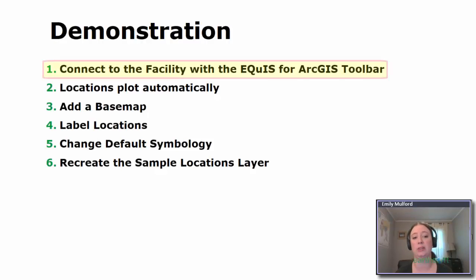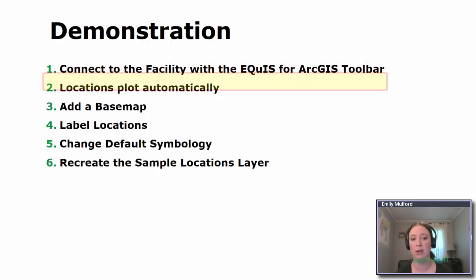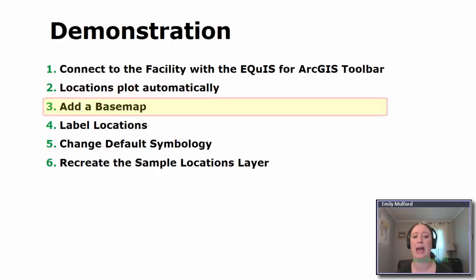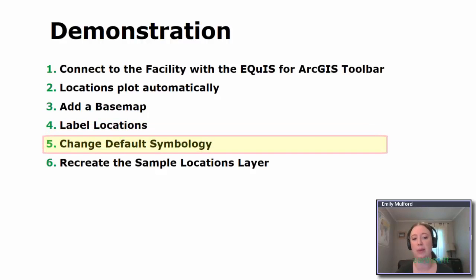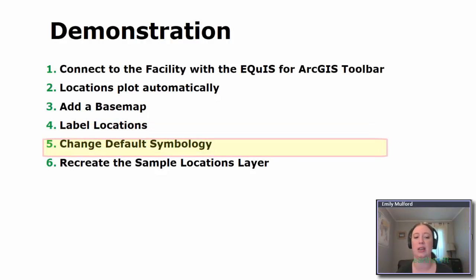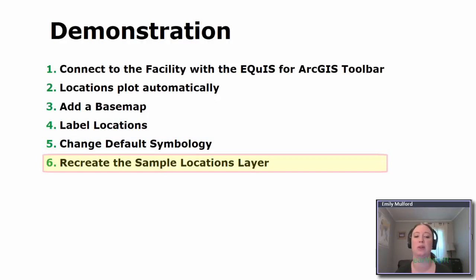So we're going to connect to an EQuIS facility with the EQuIS for ArcGIS toolbar in ArcMap. You'll see that our locations essentially plot automatically when we do that. And then we're going to go through and add a base map, label some locations, talk about changing the default symbology. And then if you make changes, then you want to recreate the sample location layer so you can actually see those changes. So we're going to do that as well here.